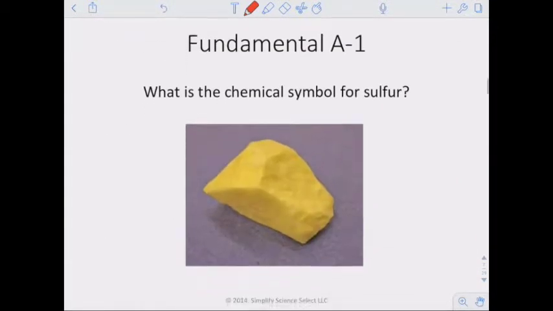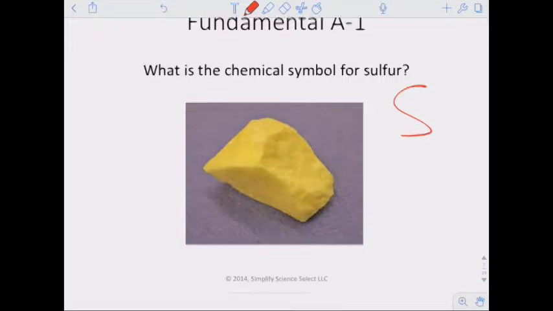Our first question, the fundamental question, A1: what is the chemical symbol for sulfur? So we look on the periodic table. Sulfur has a chemical symbol of S. And so we see on the periodic table that it has an S, and that is sulfur.